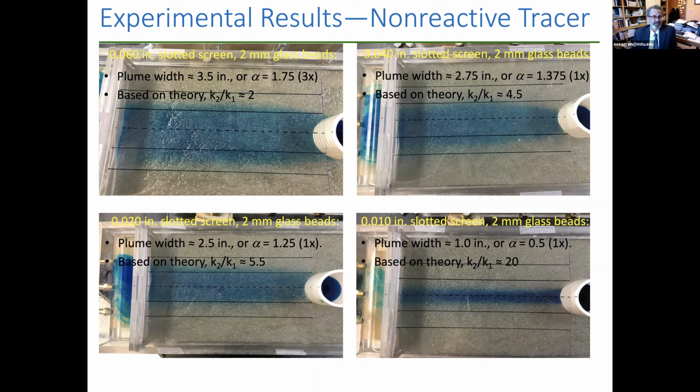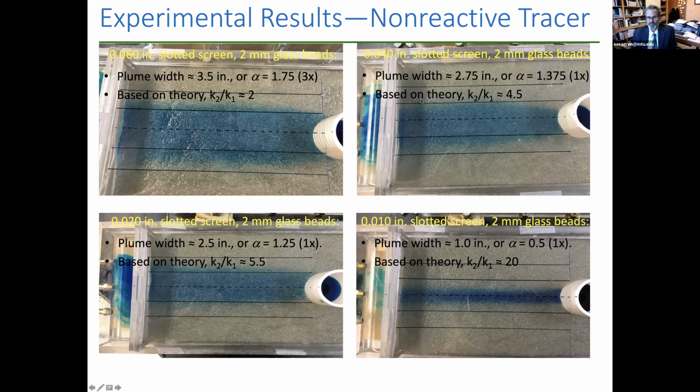So I'll go over this relatively quickly, but you can see the results here for the 0.06 inch slotted screen and the 2mm glass beads. We got a plume width of about 3.5 inches, which would correspond to an alpha of 1.75. We did that 3 times, got very similar results. And assuming borehole dilution theory describes this, that would correspond to a K2 over K1 ratio of about 2.